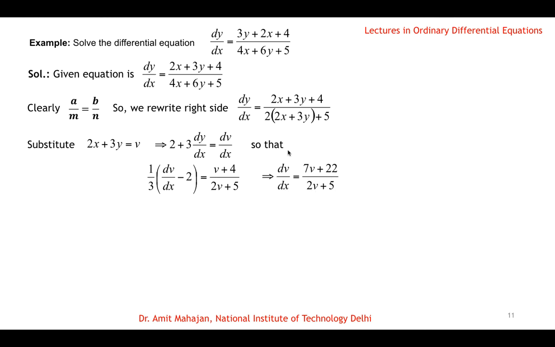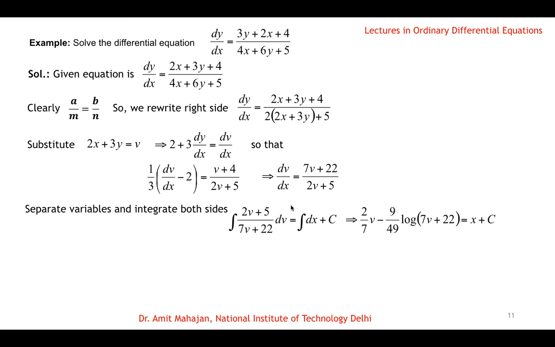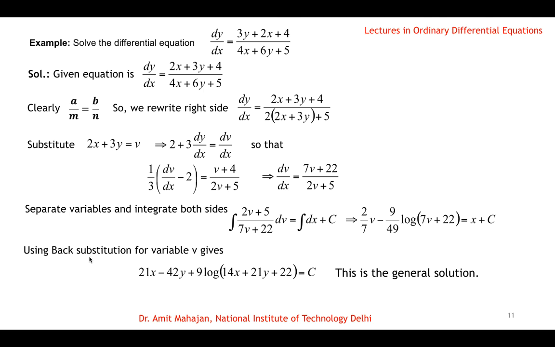That's a variable separable form. You can take v on one side and x on the other side, and then integrate and find a solution. You can just rearrange this to find a solution. Now back substitution, v is 2x + 3y. Once you do the back substitution, you can write the final solution, the general solution of the original differential equation. So this is about homogeneous differential equations.